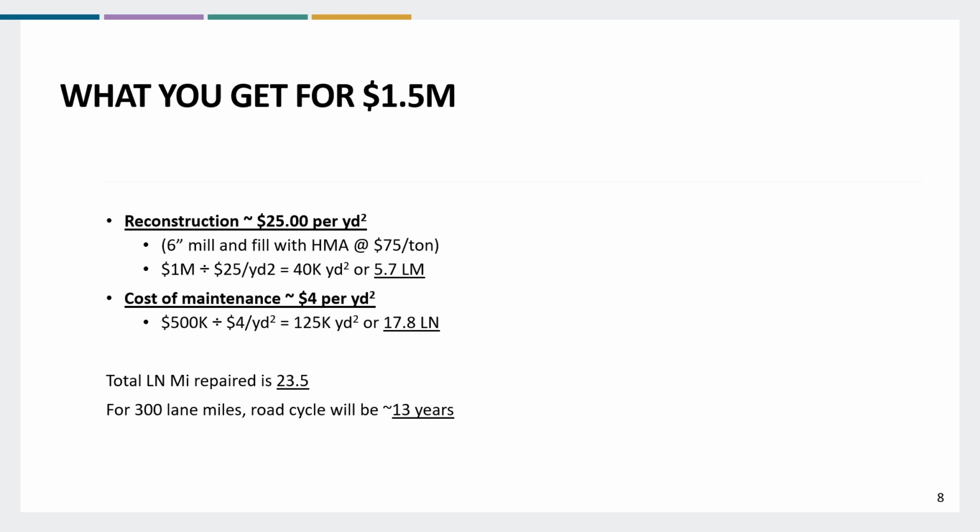At reconstruction, doing a 6-inch mill and fill at $25 per square yard, that $1 million gets you 5.7 lane miles. Doing a maintenance treatment or preservation treatment with that $500,000 at a $4 square yard treatment gets you about 17.8 lane miles, totaling 23.5, and your road cycle now for that 300 miles is 13 years, meaning the next time that you'll come back to that roadway to address it will be 13 years later.